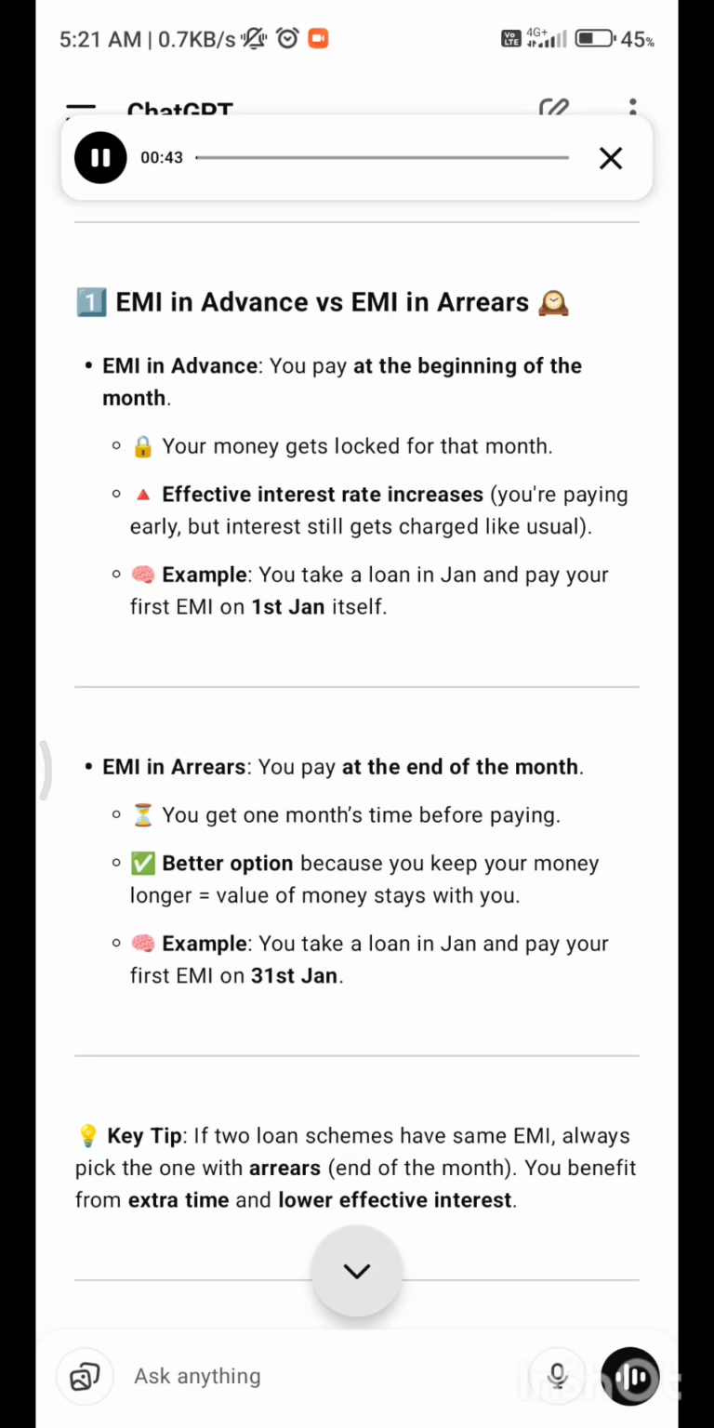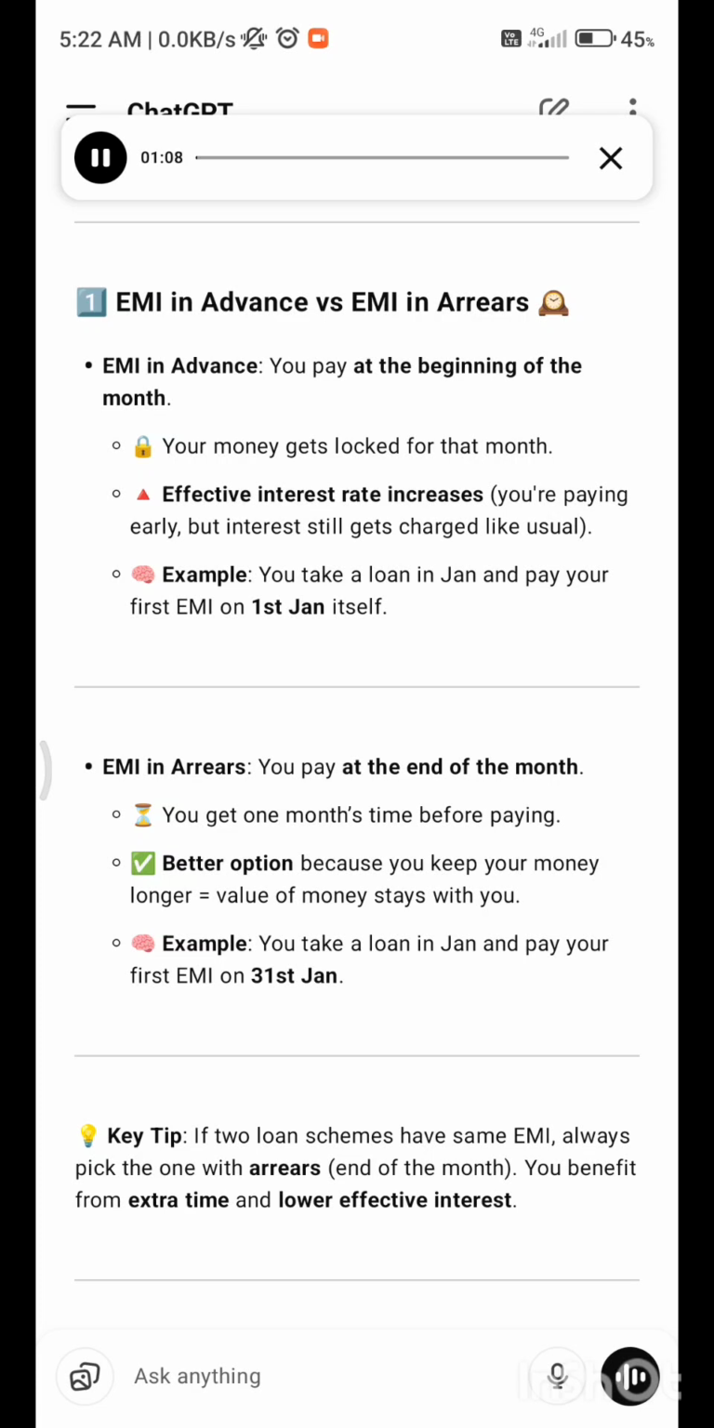EMI in advance versus EMI in arrears. EMI in advance. You pay at the beginning of the month, your money gets locked for that month. Effective interest rate increases. You're paying early, but interest still gets charged like usual. Example, you take a loan in Jan and pay your first EMI on 1st Jan itself.